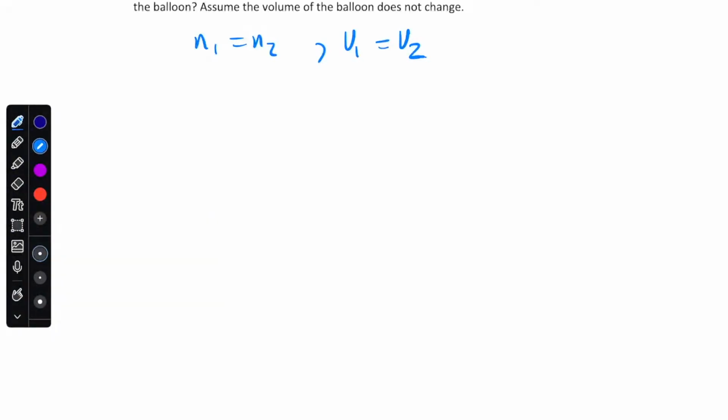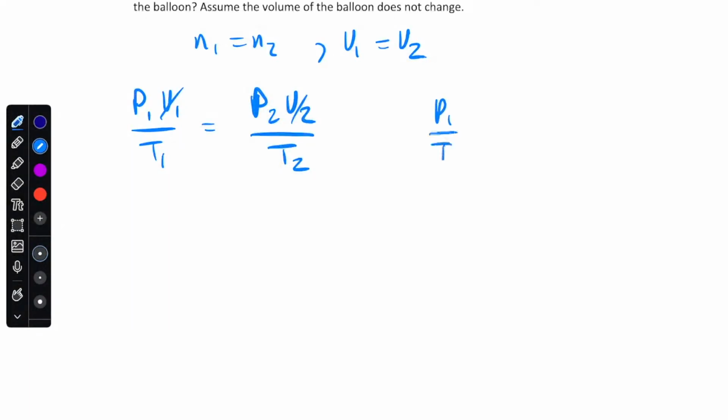I'm not going to go through this whole derivation, but last time we arrived at P1 V1 over T1 equals P2 V2 over T2. If V1 equals V2, this simplifies to P1 over T1 equals P2 over T2. And it gives us everything that we need.